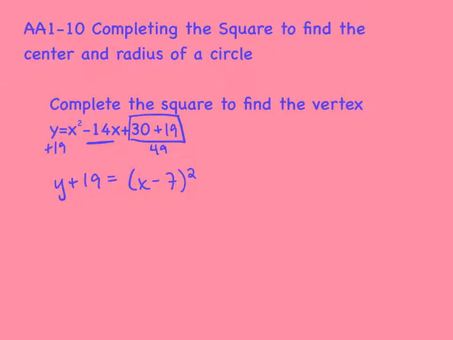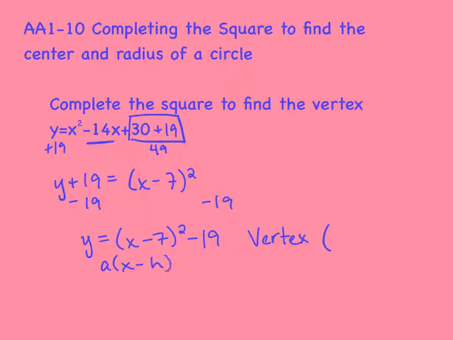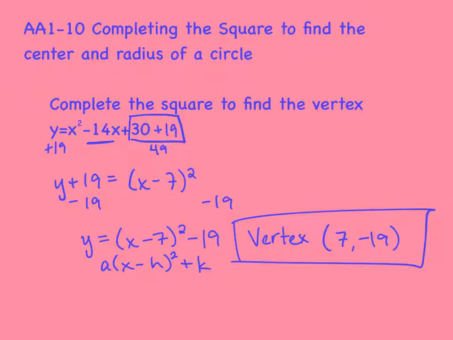And then I need to get y alone. So I'm going to subtract 19 from both sides. So I've got y equals x minus 7 squared minus 19. So that means my vertex is the h, k. If that's in the y equals x minus h squared plus k form, then we're looking at the vertex of 7, negative 19. And there is my vertex.